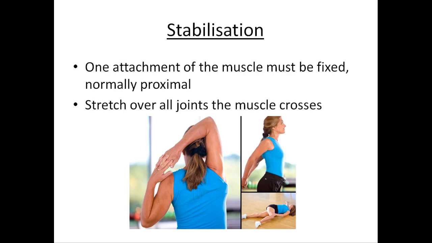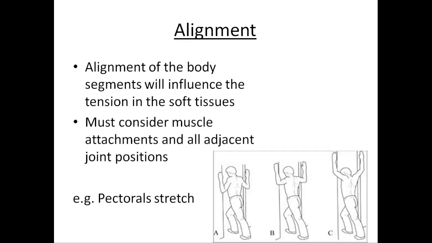So stabilization. One attachment of the muscle must be fixed, and that's normally the proximal, towards the midline. The stretch is felt over the joint that crosses the muscle. Alignment. Alignment of the body segments will influence the tension in the soft tissue. You must consider the attachments and all adjacent joint positions.